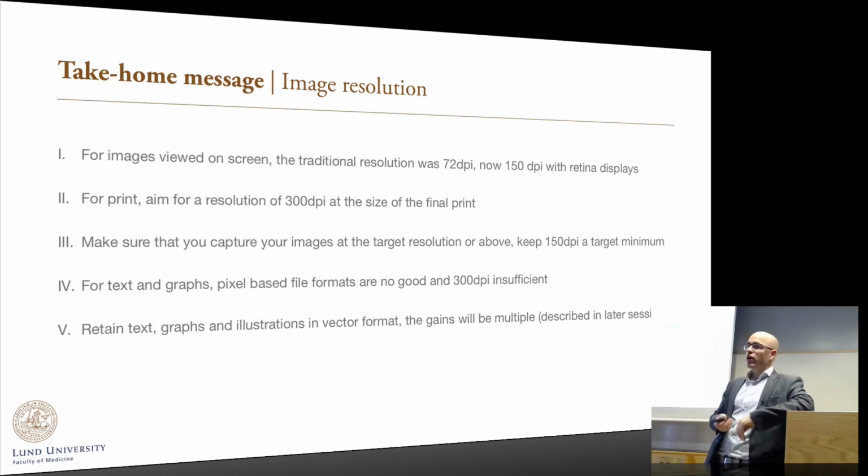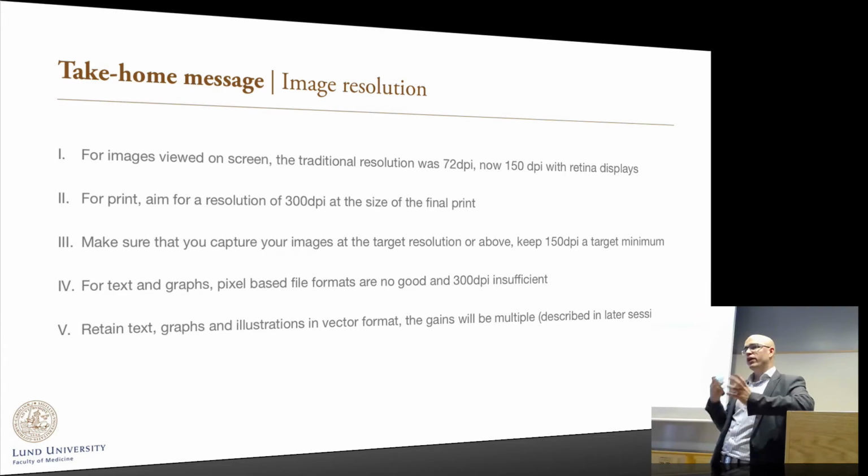So for this part, there are a couple of take-home messages that I want you to remember. It is these resolutions that we talk about, 72 dpi on a screen, and to know that what looks good on a screen will not be guaranteed to look good printed. That you need to always look at this higher resolution and aim for the 300 dots per inch. And then, of course, you want to make sure that you keep that when you capture your images.